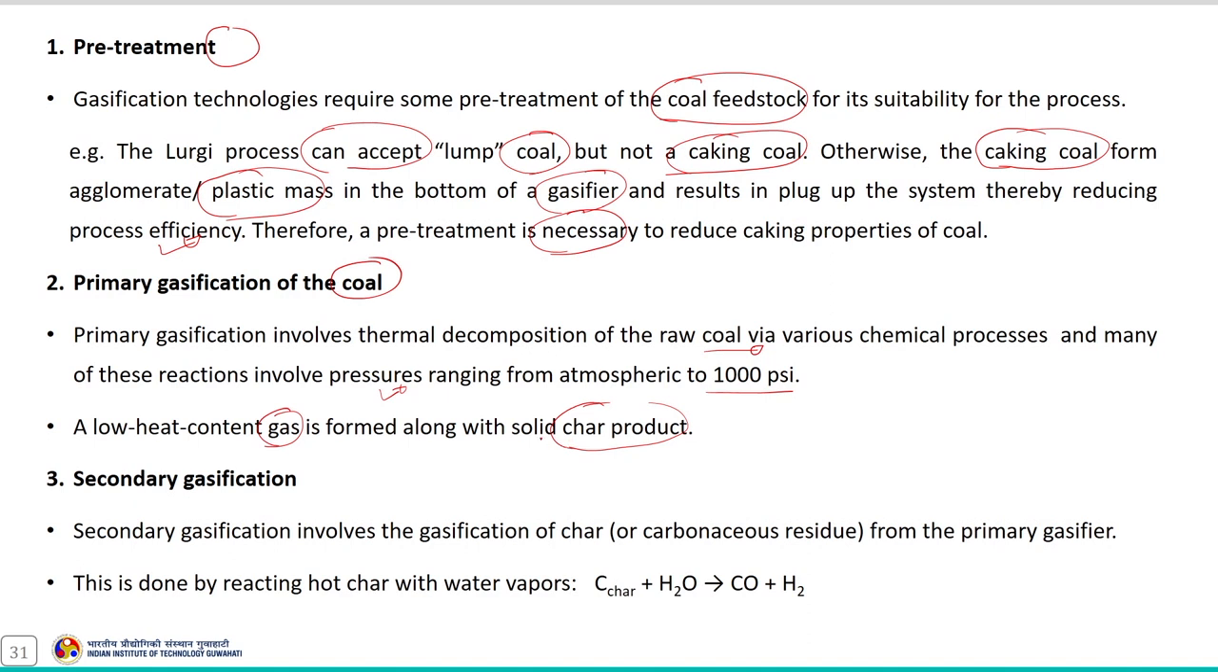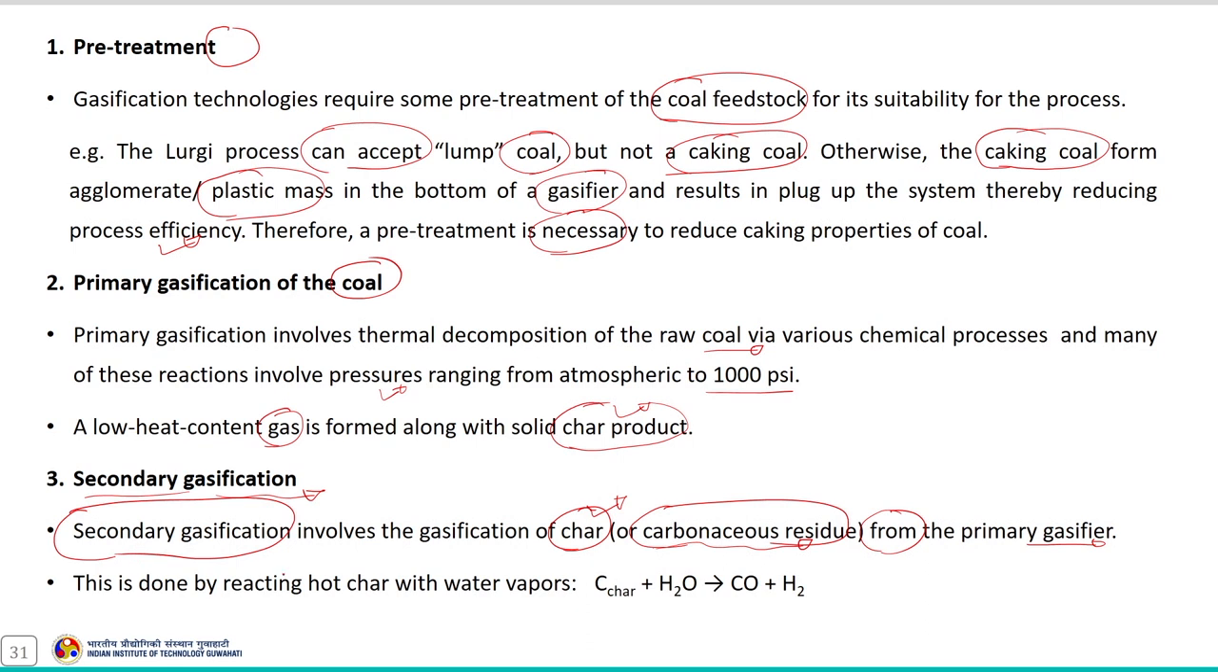The solid char which is formed during this primary gasification step is used as a raw material for the secondary gasification, because the secondary gasification step involves the gasification of char, that is a carbonaceous residue from the primary gasifier. That means the solid char formed during the primary gasification step can act as a raw material for the secondary gasification step, where it involves the gasification of char, or we can say a carbonaceous residue.